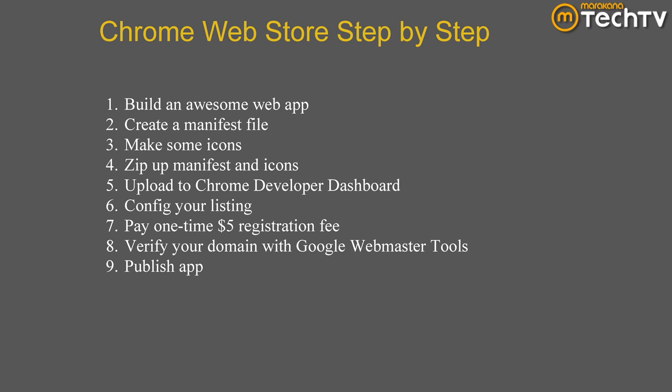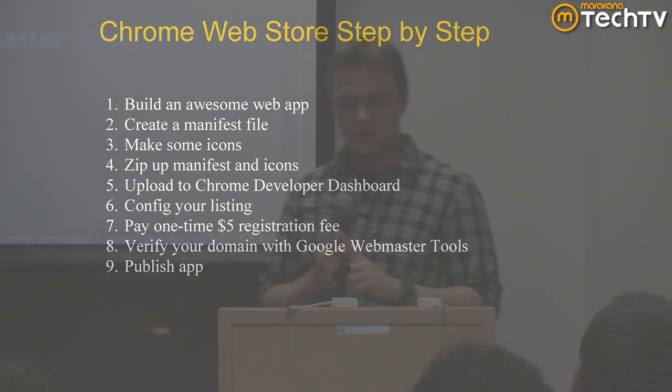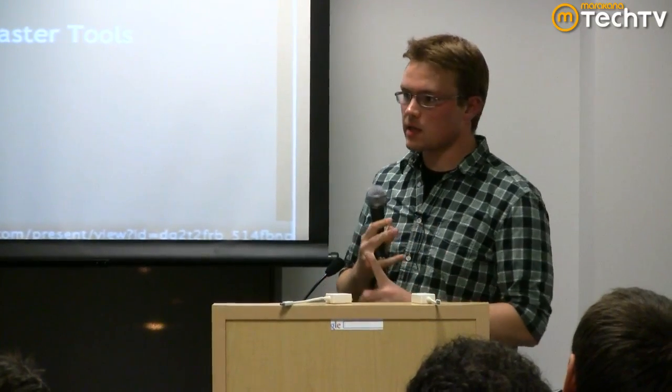And number one is obviously going to take the longest and be the hardest, but once you're done, the rest are fairly easy. So you just create that manifest file that I just went over, you make some icons for it, and maybe some image assets for the Chrome Web Store. You zip it all up, and then you upload it to the Chrome Web Store dashboard.